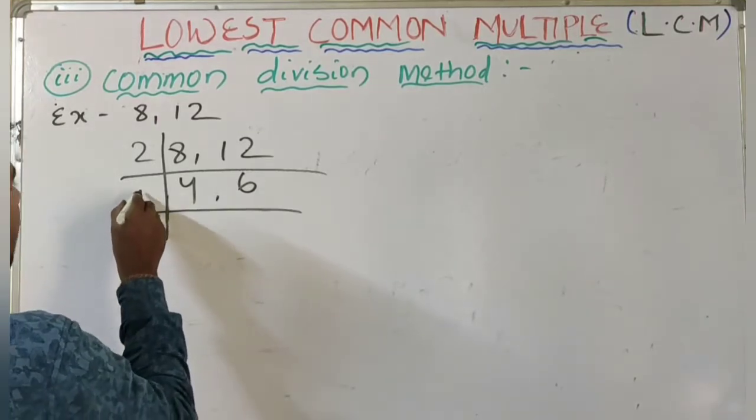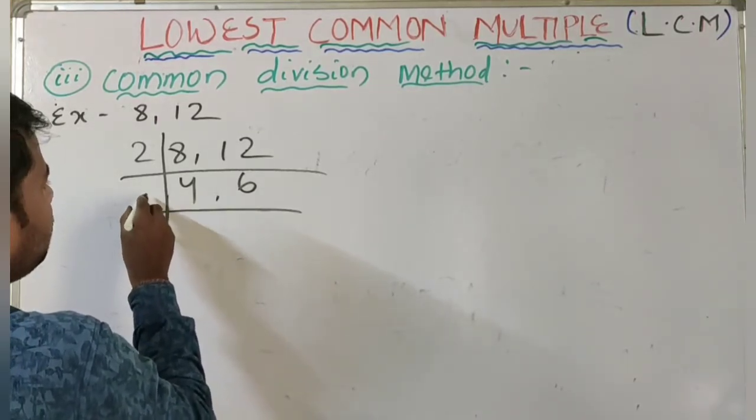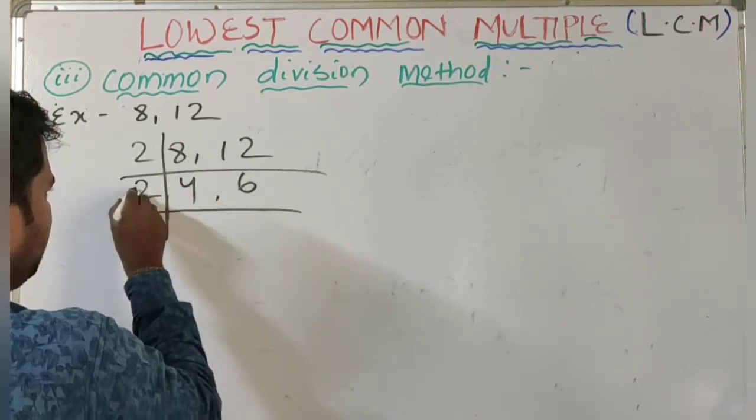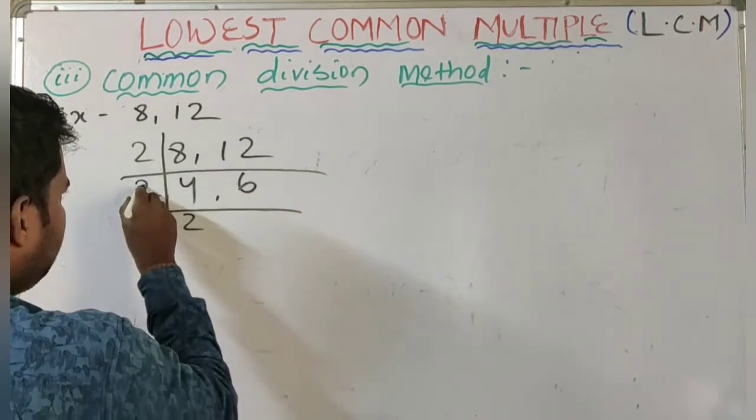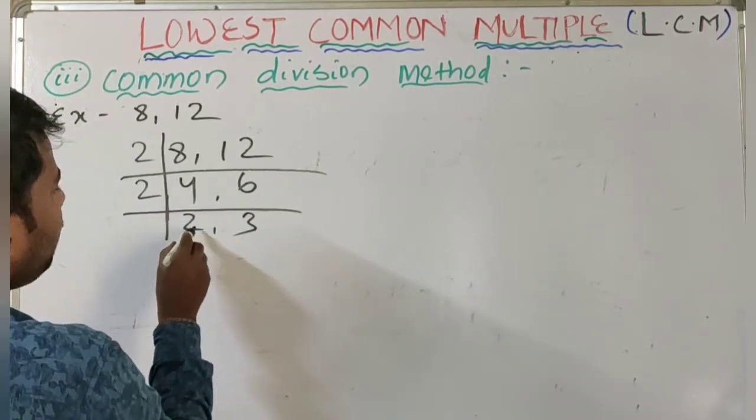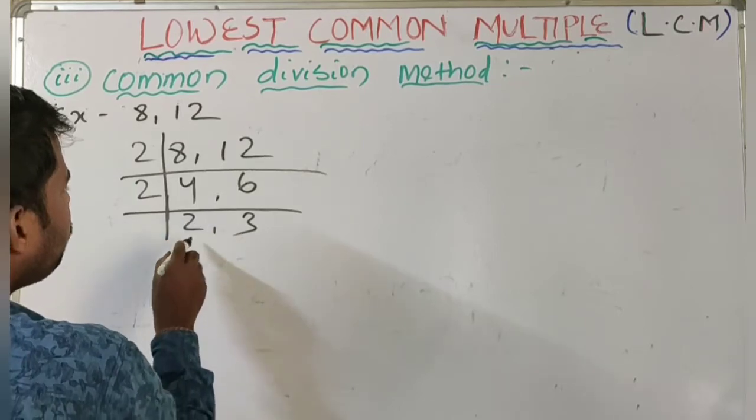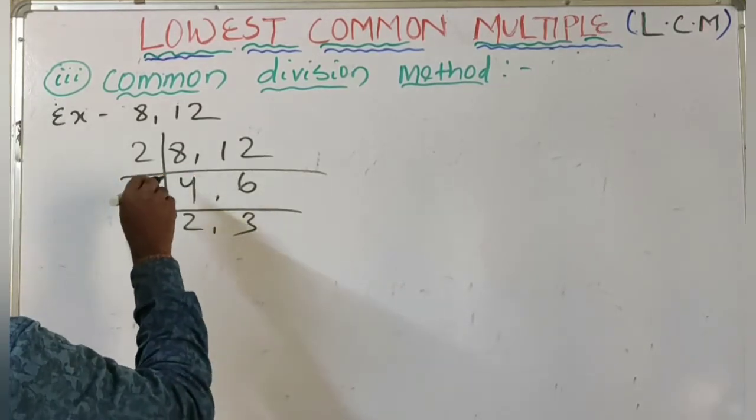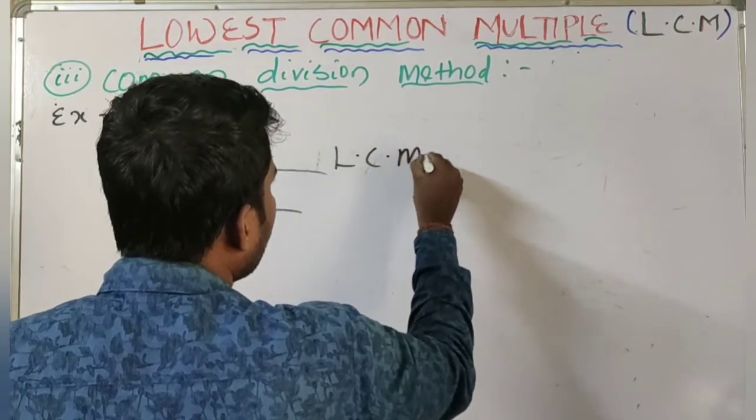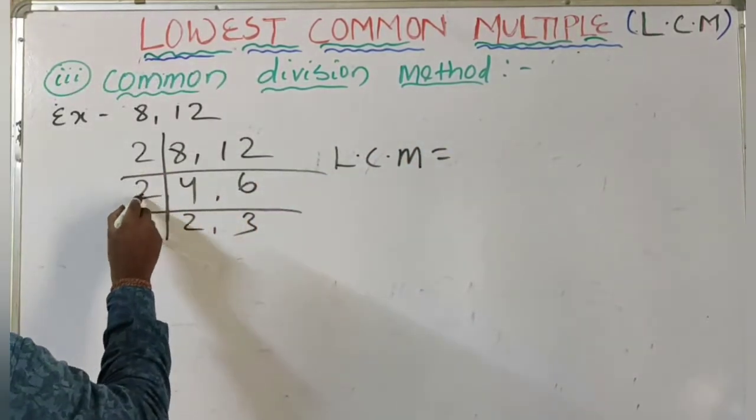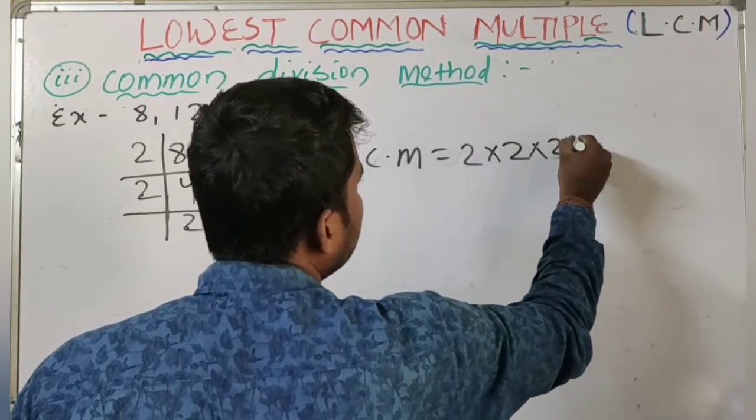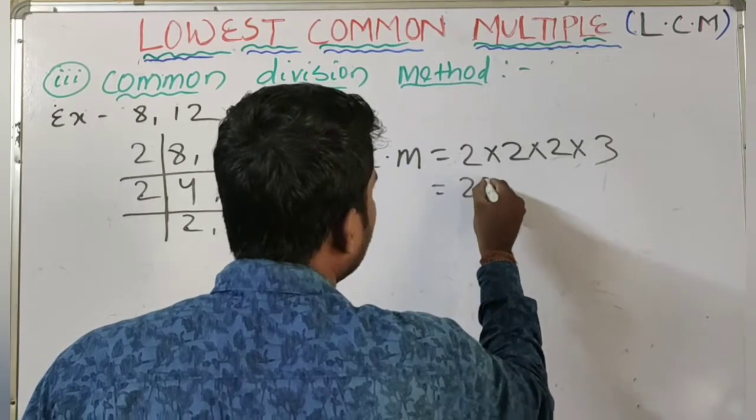Again, we will take a prime number as divisor which divides 4 and 6. We will take 2. 4 divided by 2 will get 2. 6 divided by 2 will get 3. Here there is no common factor of 2 and 3, so we stop dividing. So the LCM of 8 and 12 will be the product of 2 into 2 into 2 into 3, which is equal to 24.